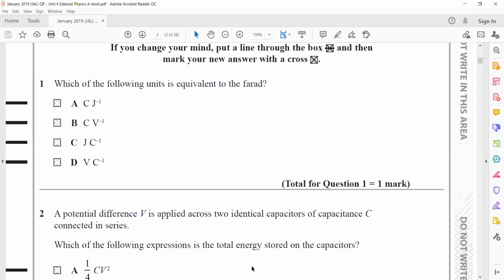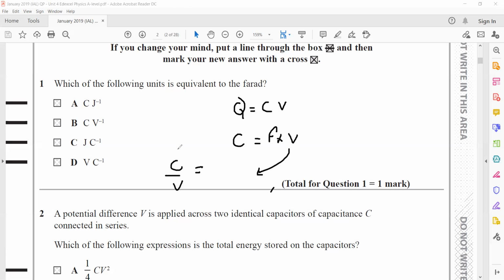Farad is a unit of capacitance and it is equivalent to... yeah, B is the right answer because we have the formula Q equals CV. Here Q is charge, which is in coulombs, the unit of capacitance is farad and the unit of voltage is volts. So this will be divided: C divided by V equals farad, or CV to the power minus 1.